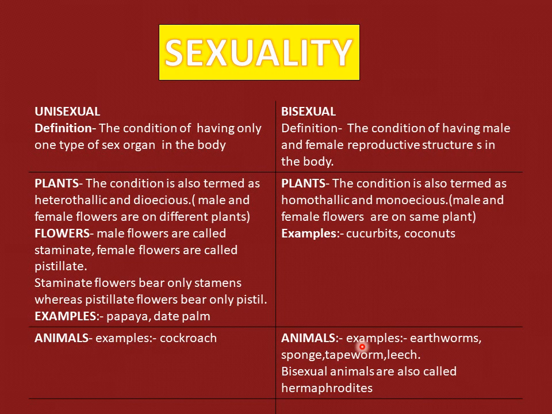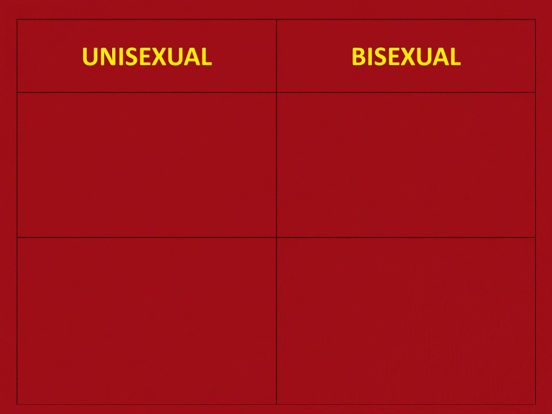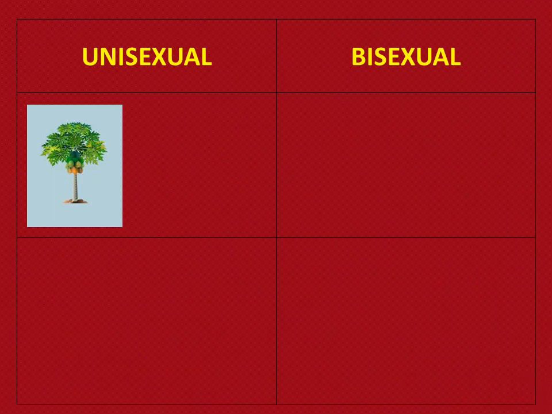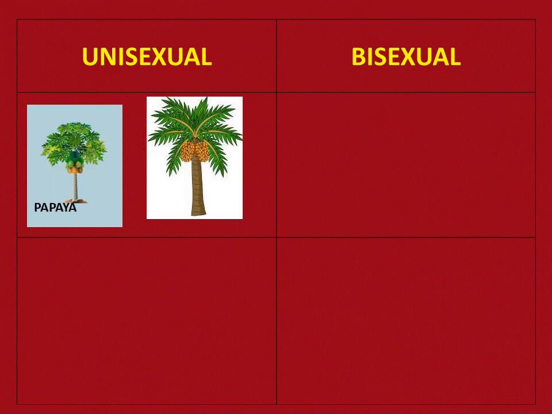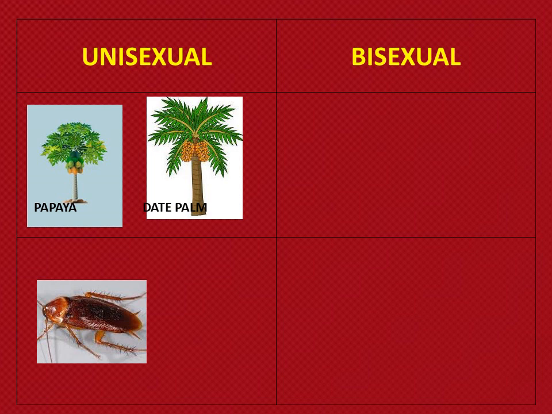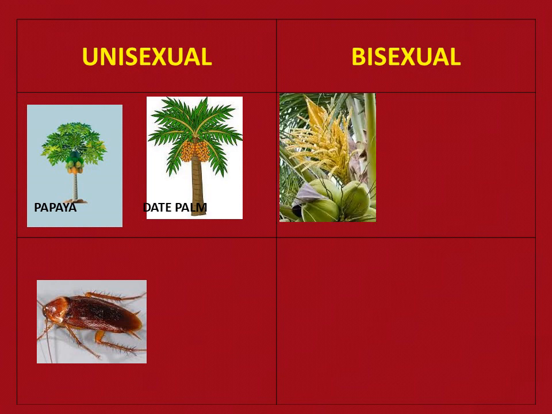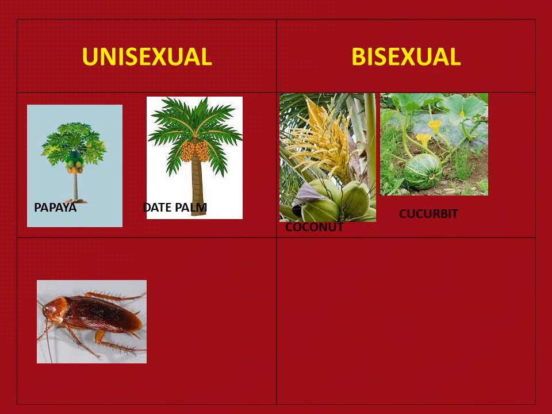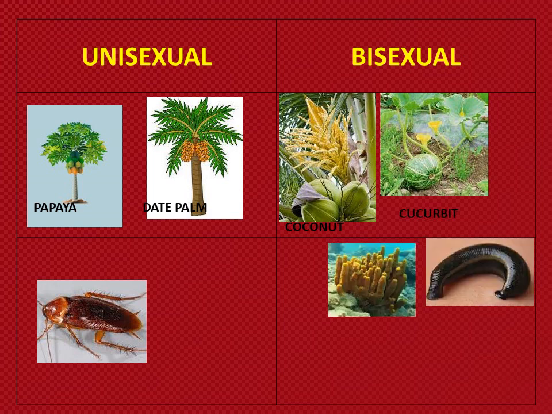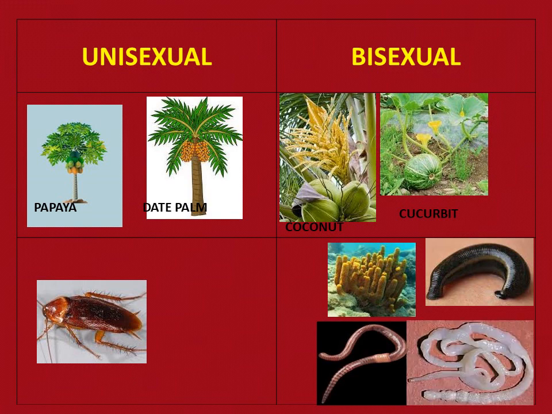Animals. Examples of animals showing bisexual nature are earthworms, sponge, tapeworm, leech. Bisexual animals are also called hermaphrodites. Unisexual, bisexual. Pictures of unisexual organisms: papaya, date palm, cockroach. Pictures of bisexual organisms: coconut, cucurbit, sponge, leech, earthworm, tapeworm.